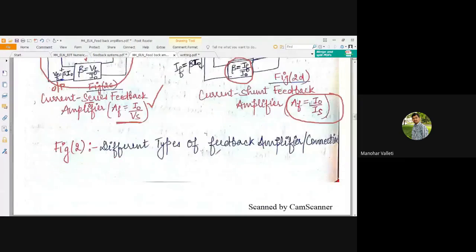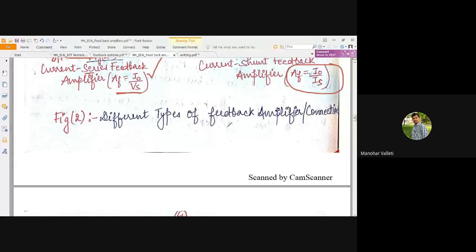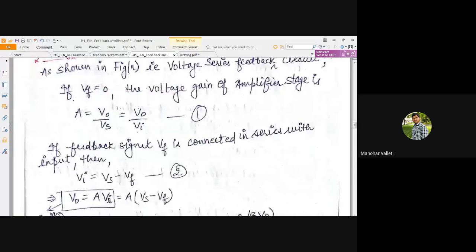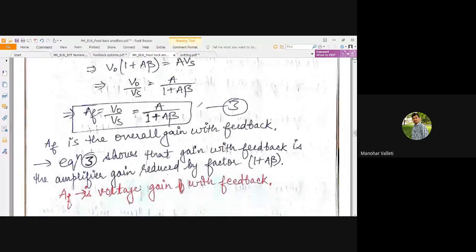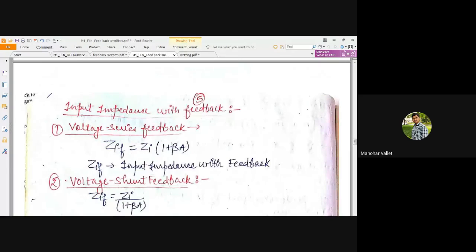So this is about the different negative feedback connections, and we have seen the derivation. We already seen this derivation. So that's all for today.